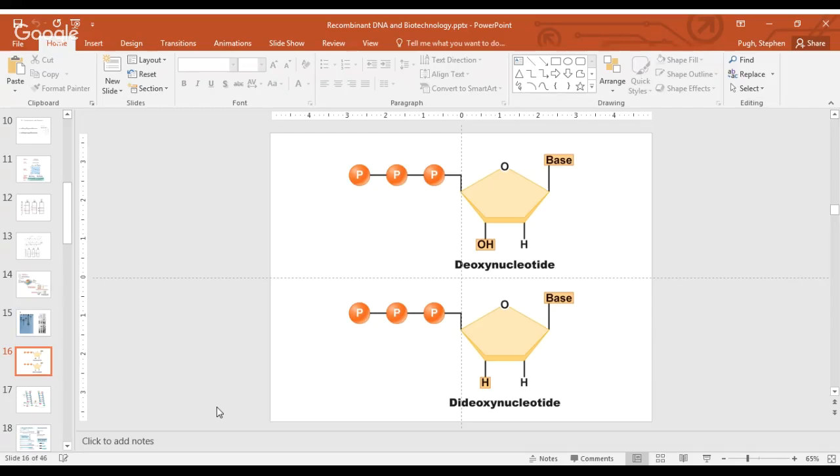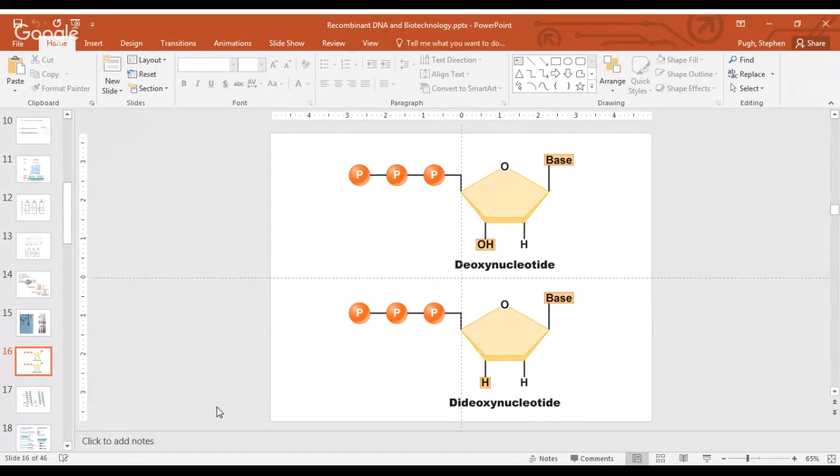The nucleotide in the top part of this picture is a deoxynucleotide. It's a typical DNA nucleotide. It consists of a base, the deoxyribose sugar, and 3 phosphate functional groups. The one below is called a dideoxynucleotide, and that's because it's missing a second oxygen. Deoxynucleotide is missing one oxygen, the one that would be attached to the hydrogen at the bottom of that sugar molecule. The dideoxynucleotide is missing both of the oxygens. So dideoxy means two. It's lacking two oxygens.